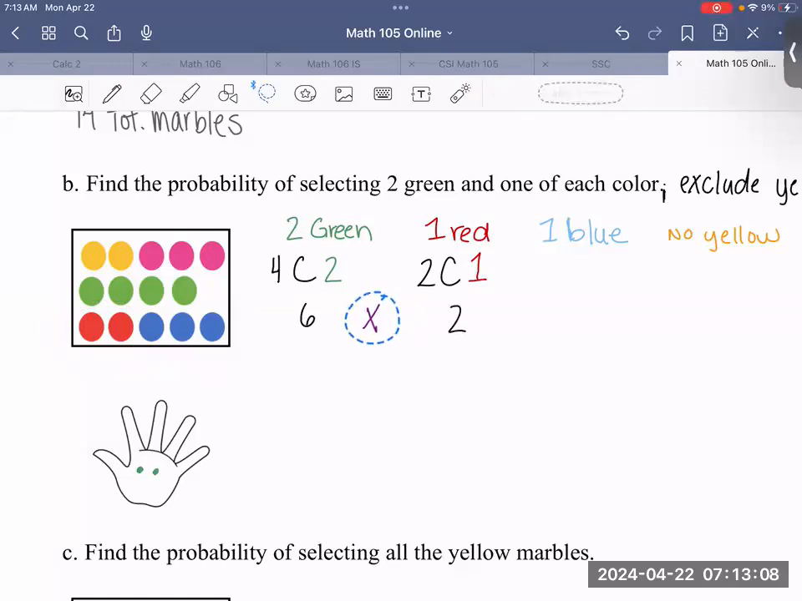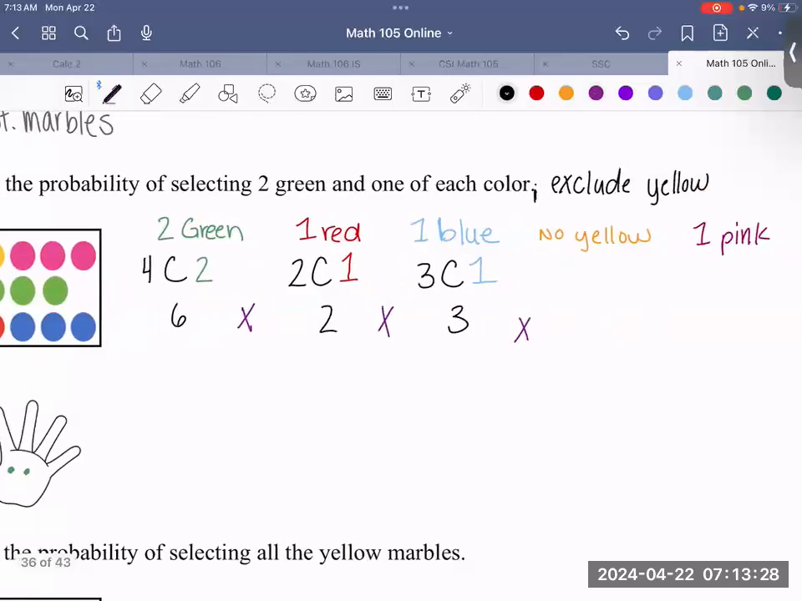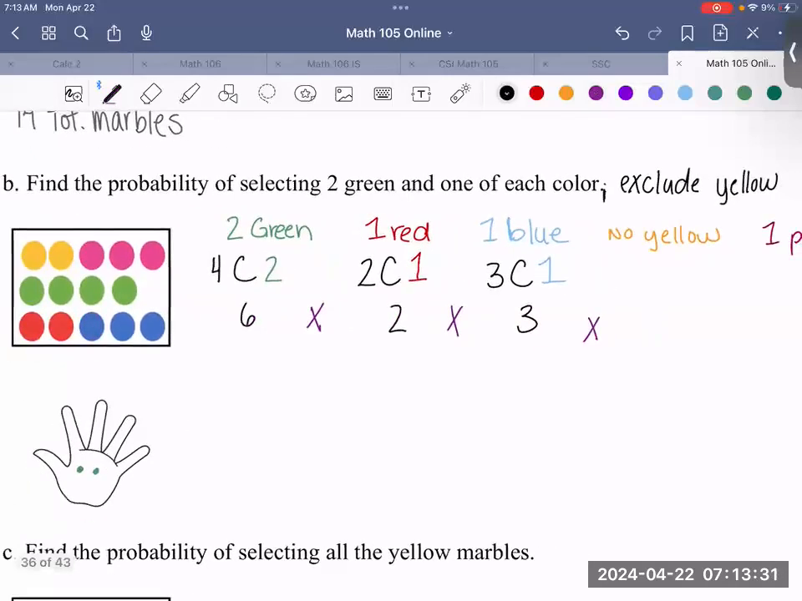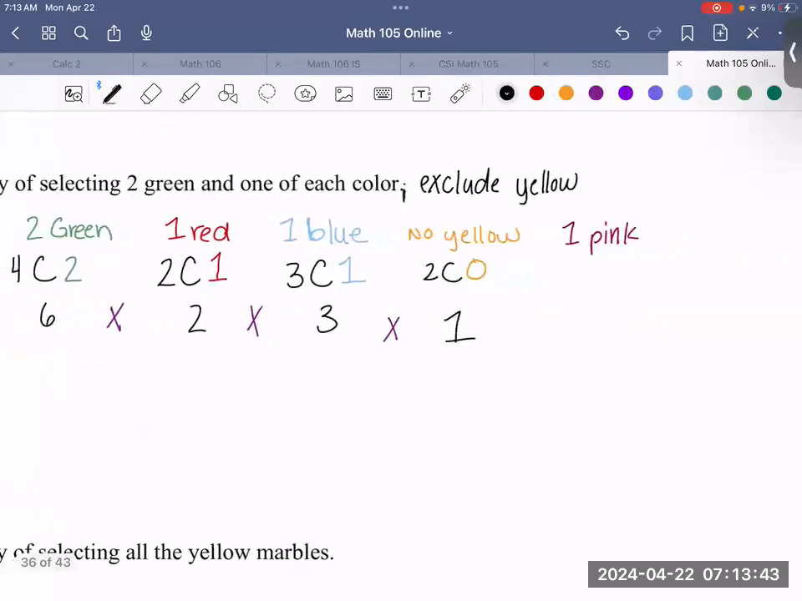Okay, can move that over a little bit. Now, of my 3 blue, how many am I going to select? I'm going to select 1 of them. So 3 choose 1, which is 3. Am I allowed any yellow? No. Now what you can do is either ignore the yellow or you can put in the yellow. So of my 2 yellow, we're going to choose none of them. We don't want any yellow. That still comes out to be 1.